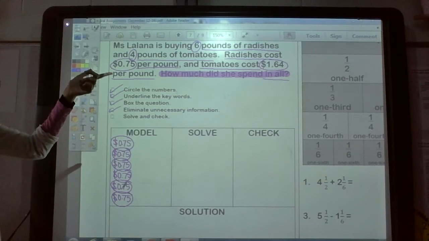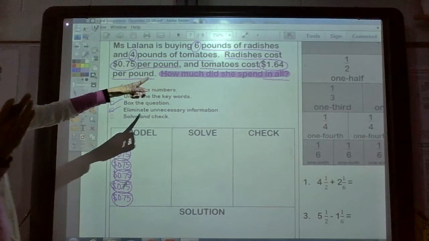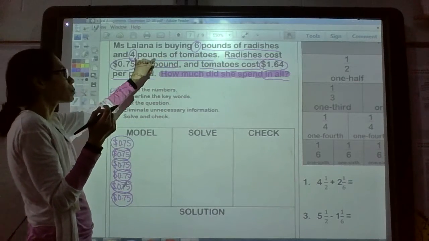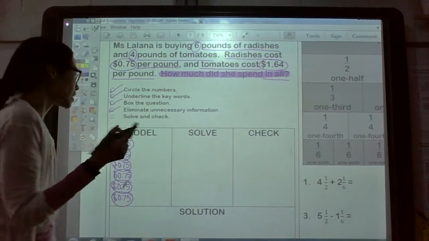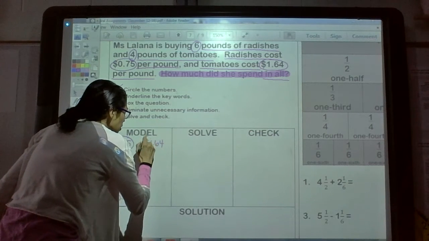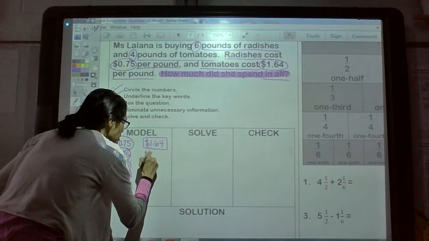Now, tomatoes. We need to draw our picture for the tomatoes. I have how many pounds? I'm getting 4 pounds, which is $1.64. So let's write that. $1.64. I'll put a rectangle on that.